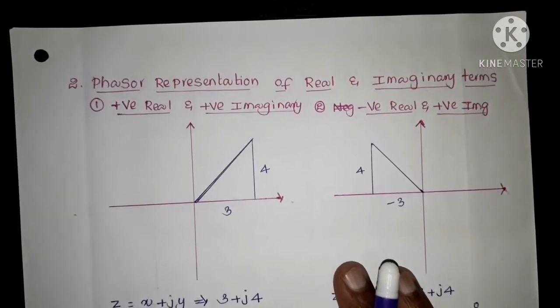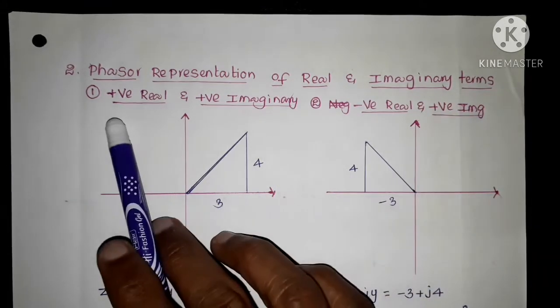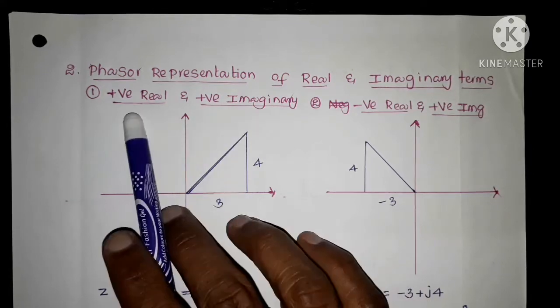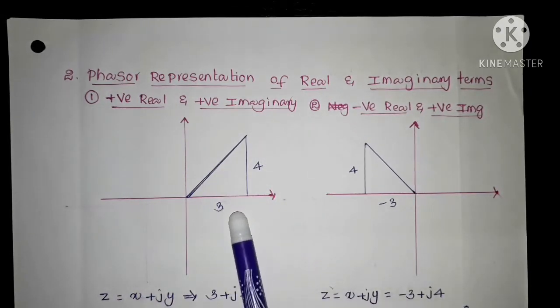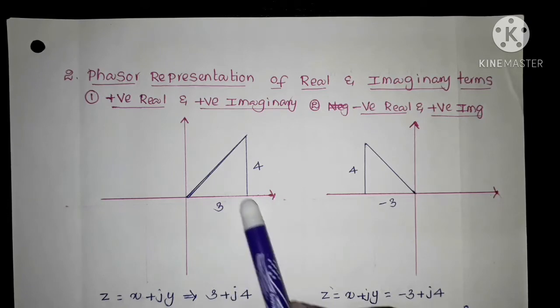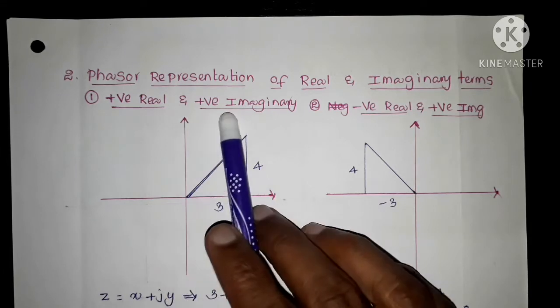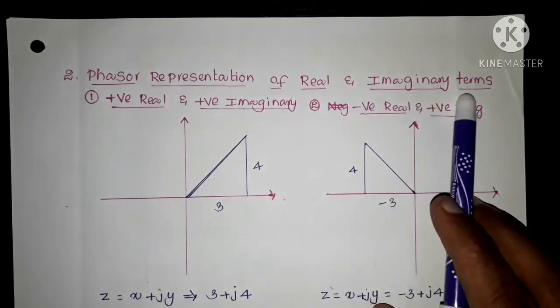So phasor representation of real and imaginary terms means, here there are many cases. The first case is positive real and positive imaginary. It means if the x term is a positive value and the y term is also a positive value, it is said to be positive real and positive imaginary. So, phasor representation of real and imaginary terms.